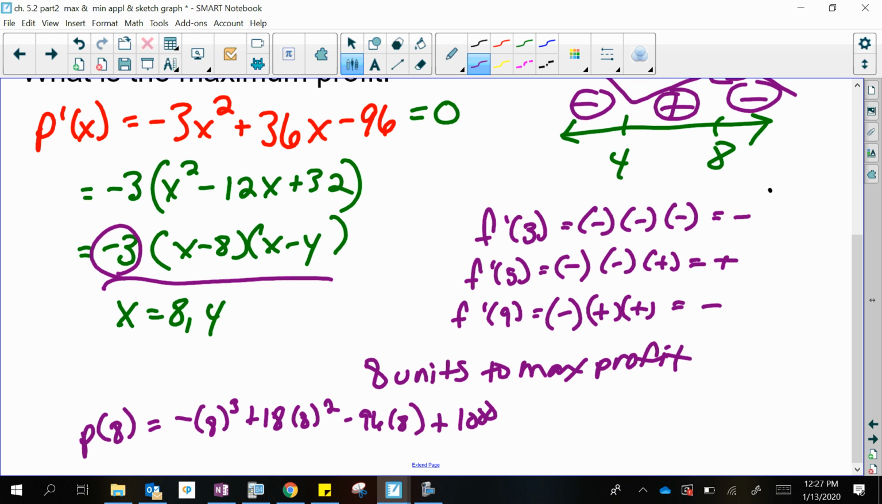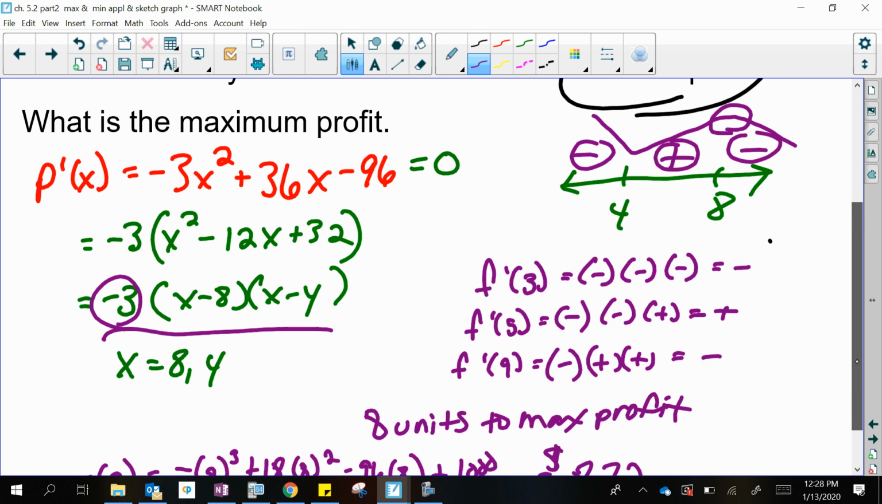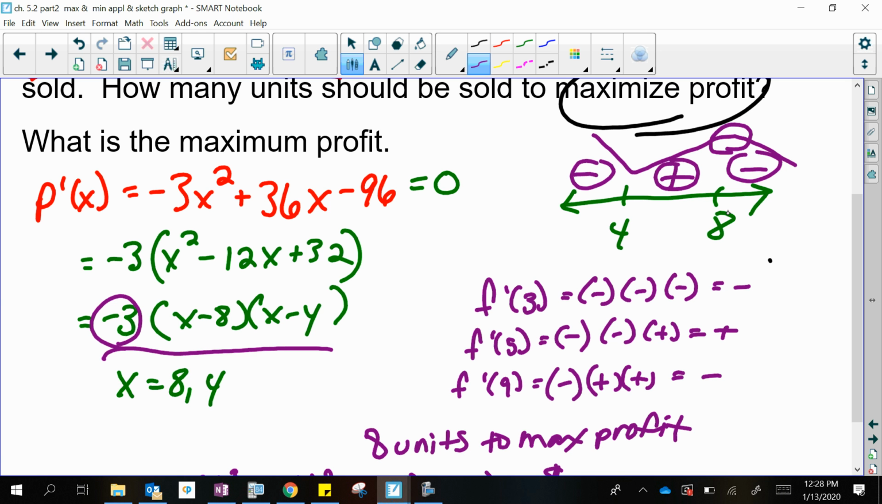Everybody go and print that. I'm going to do it on here. It takes me so long on the smartboard. So negative 8 to the third plus 18 times 8 squared minus 96 times 8. What did you guys get? 872. Awesome. So when we sell 8 units, we make a profit of 872. And we know, again, we don't have to graph it, but we know that 8 is the max that function ever hits. Okay? Are you good with that one?